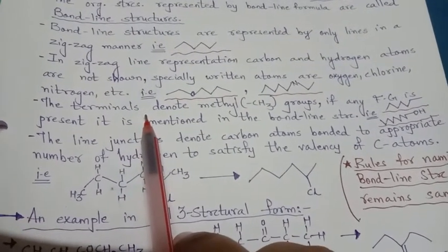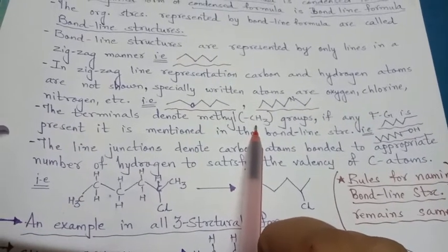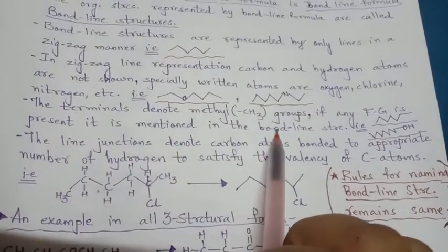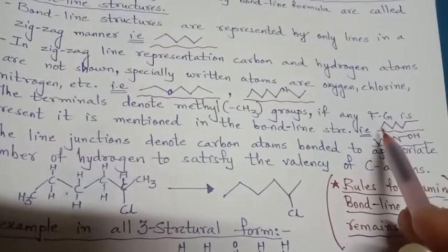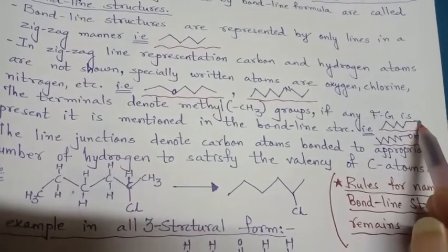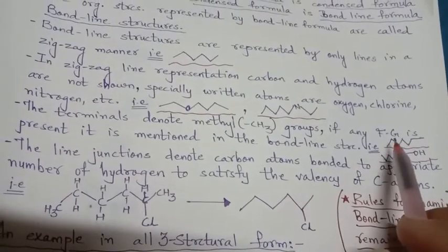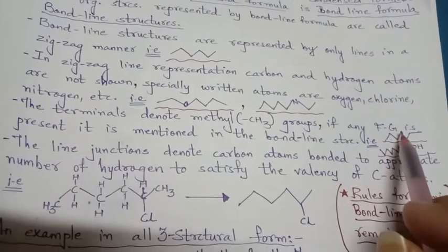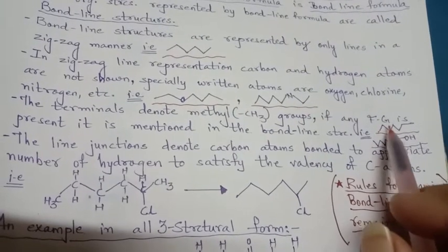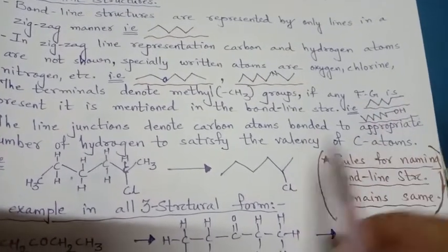Terminals denote methyl groups. And if any functional group is present, then it is mentioned in the bond order line. Now see here, this is the bond order. This terminal and this terminal represent a methyl group, CH3, CH3. And wherever there are joints, these joints represent carbon, and as per the bond line, the required number of hydrogen is to be understood.